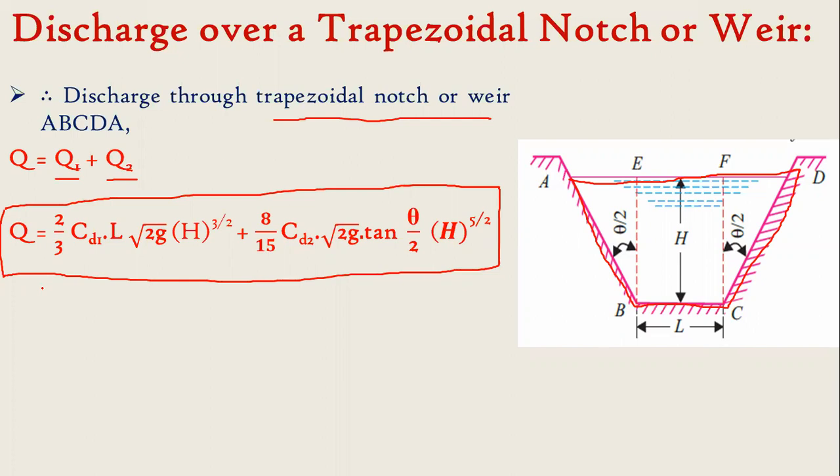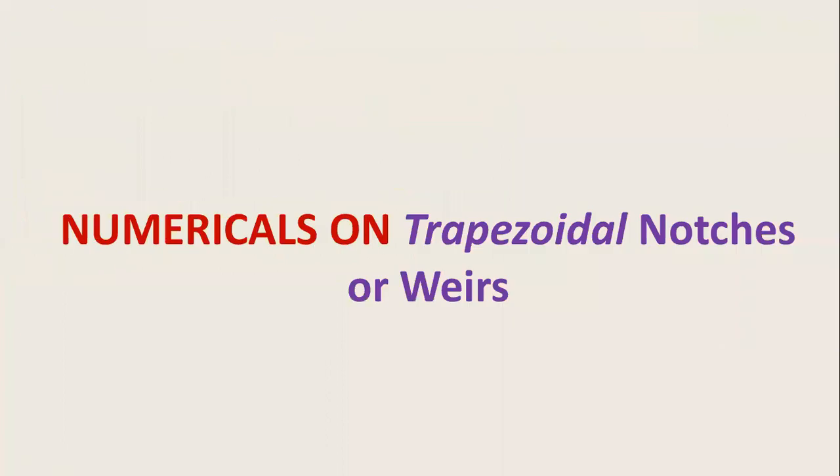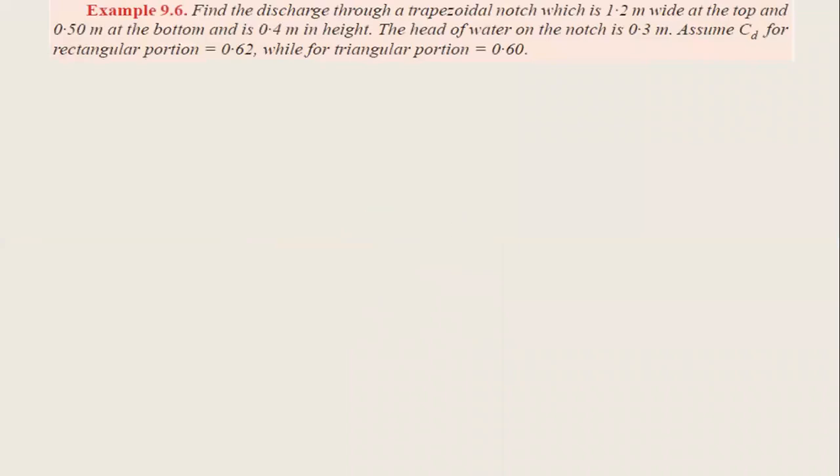Understood? Any doubts? Any questions? Okay, should we proceed? Yes, sir. Okay, so we'll directly go to the numericals on trapezoidal notches or weirs. Okay, there is just one question on trapezoidal notch and weir.